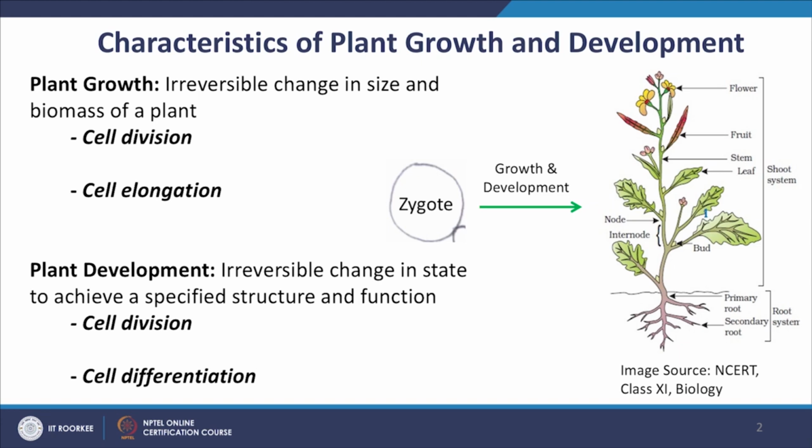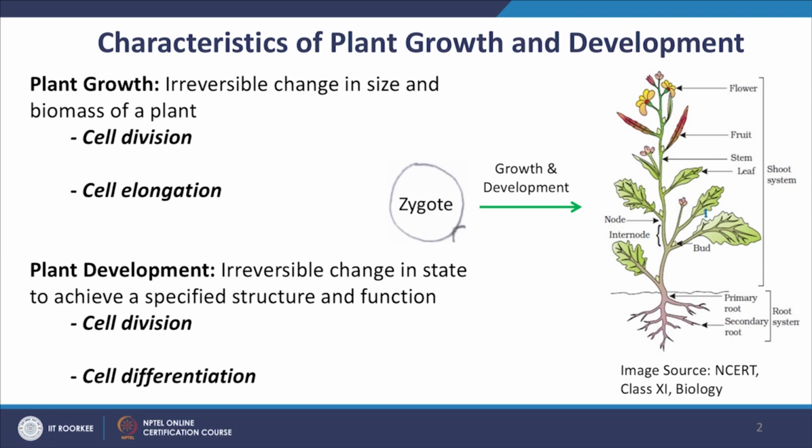So, plant growth is defined as an irreversible change in the size and biomass of a plant, and development is an irreversible change in state to achieve a particular specified structure or specified function.